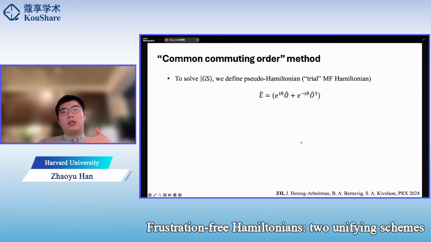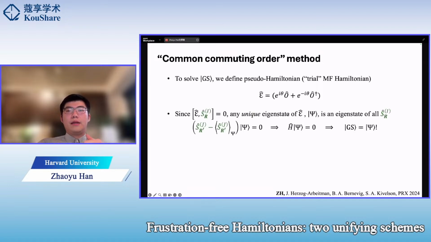So let's solve the ground state. To solve this ground state, we define a pseudo-Hamiltonian epsilon in this way, which is spiritually similar to a trial mean field Hamiltonian, but it's very different. It's simply O plus O dagger with an arbitrary relative phase theta. Since the pseudo-Hamiltonian commutes with the S operators, any unique eigenstate of epsilon is also an eigenstate of all these S operators. Remember that our construction of the Hamiltonian always ends with S minus its expectation, this will vanish exactly when acted on any eigenstate of S operator. So suppose we find such a state psi, this psi will have strictly zero energy for the Hamiltonian. And since this Hamiltonian is positive semi-definite, this state is a ground state.